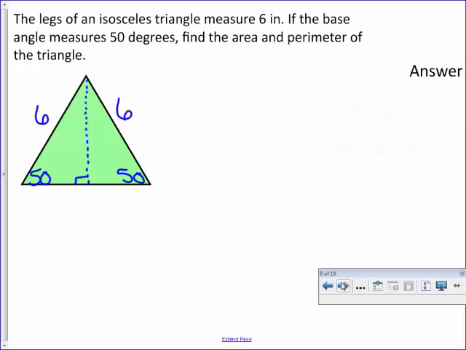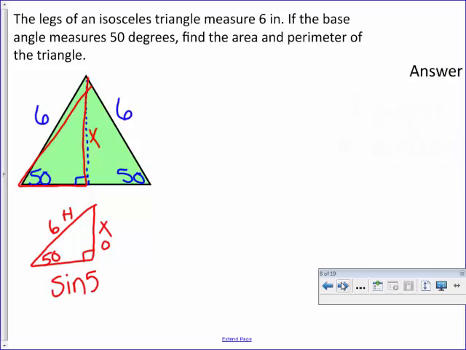So now, looking at what we have, what I'm going to do is trace out this triangle and redraw it down here. We have a triangle with 6, 50, and I'm just going to put an x here, because we need to find the height. Well, we're going to have to use SOHCAHTOA. So we have opposite and hypotenuse. We're going to use the sine of 50 equals x over 6. Bring 6 out in front, so 6 times the sine of 50. Make sure your calculator's in degrees.